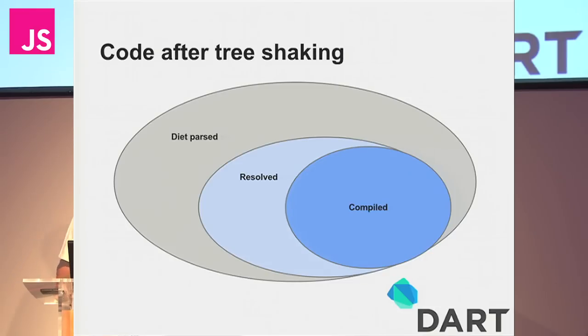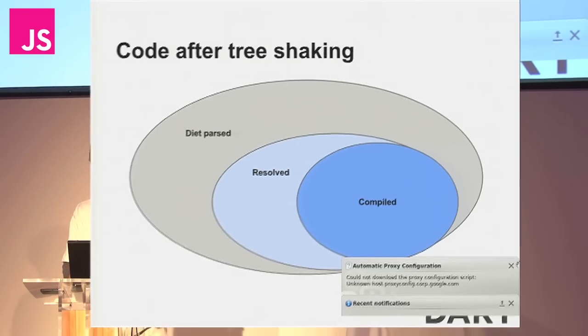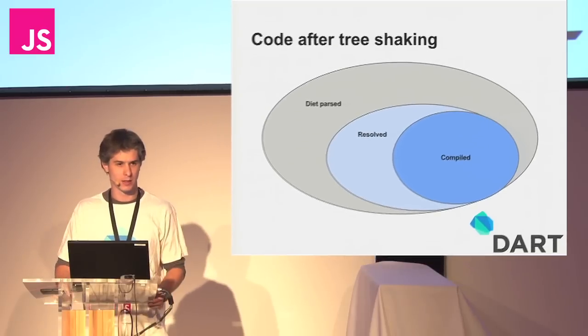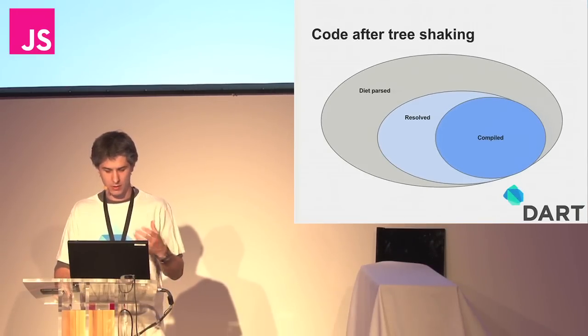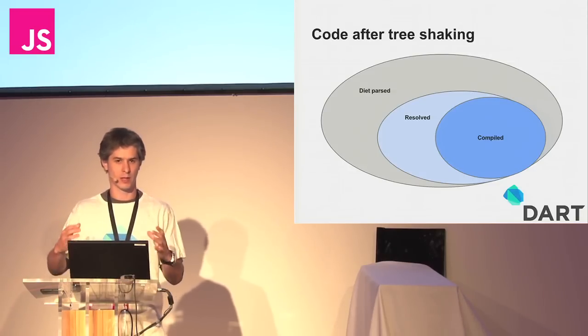So in another diagram saying the same thing, what we do is we start by parsing the whole code, but diet parsing, which means that we don't actually create the AST for everything. We just get the structures, what are the classes, what are the methods, and so on. Then we resolve using the tree shaking algorithm, and there we actually build the ASTs. And then at the end, we do another tree shaking like compilation process where we compile only the methods that are actually called, knowing that the compilation might do code elimination and so on, and that's why the compiled code could be less than the resolved code.